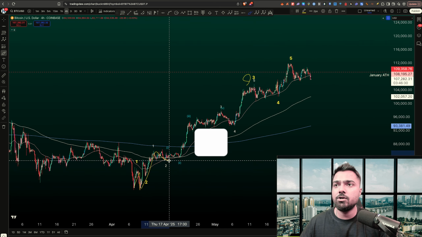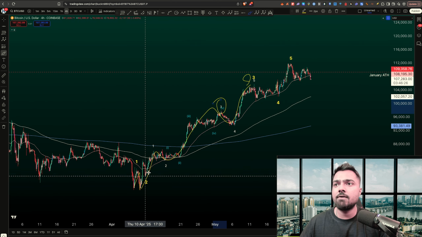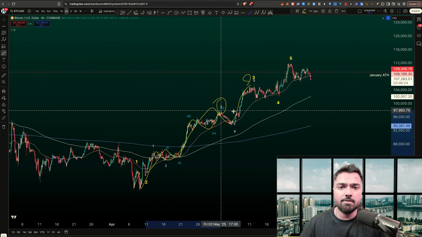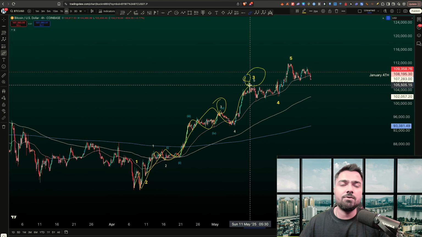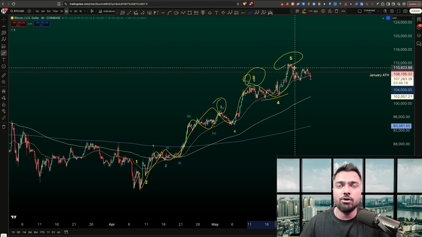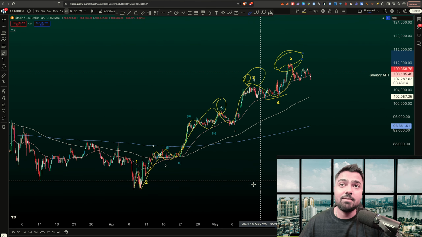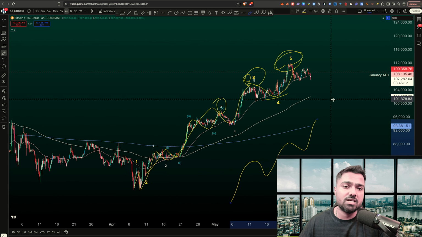We have 1, 2, 3, 4 and 5, and inside of the white wave 3 we have 1, 2, 3, 4 and 5. All right, and after the yellow wave 3 we were always looking for wave 4 and a wave 5, which we actually got. So now the structure is complete, guys. What does that mean? This basically means that our 5-wave structure towards the upside has been completed.